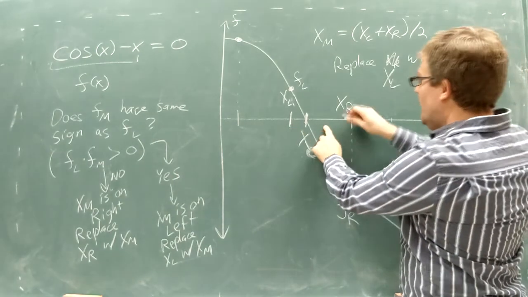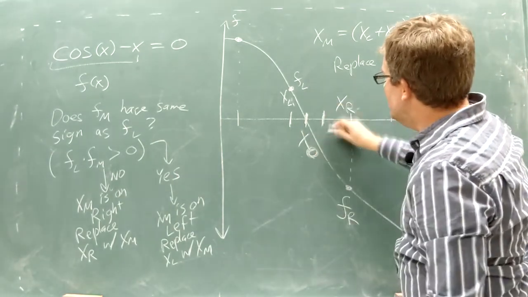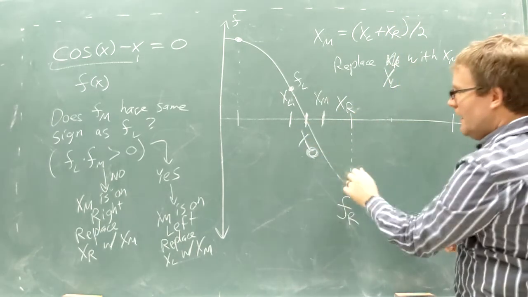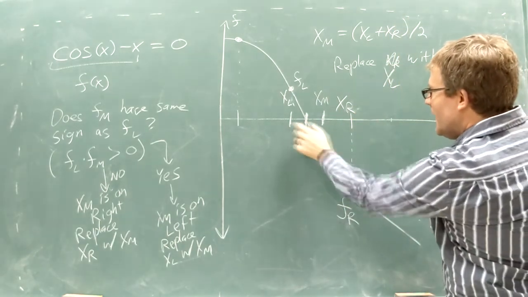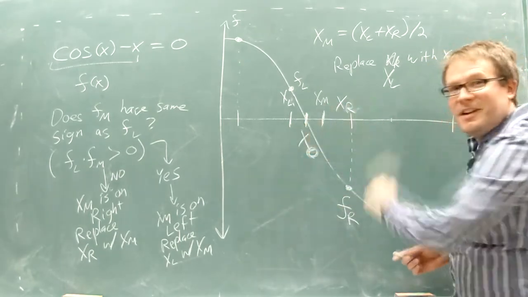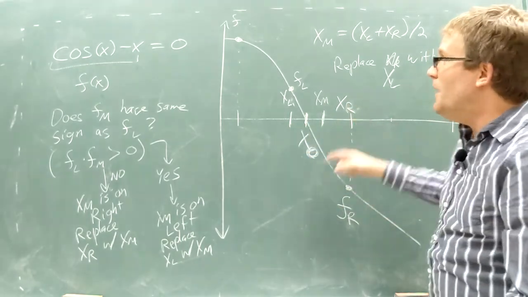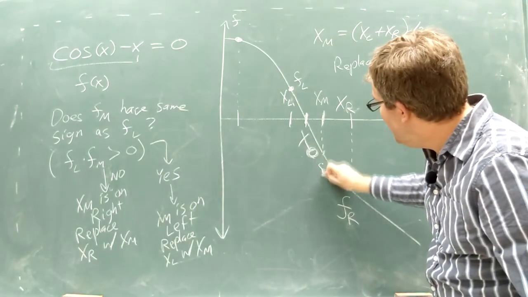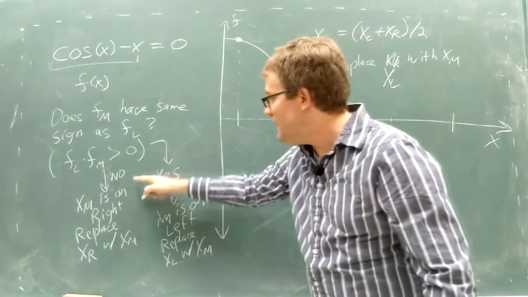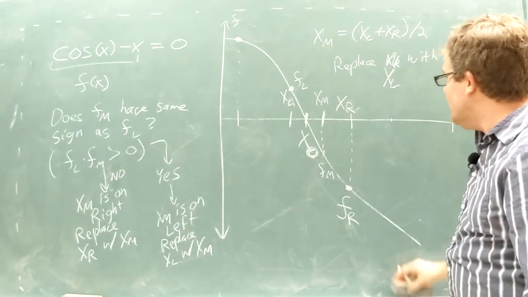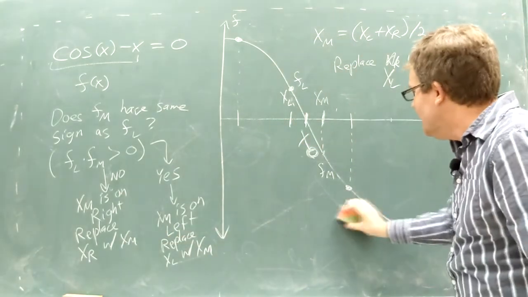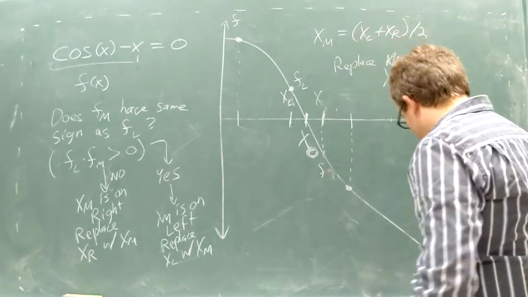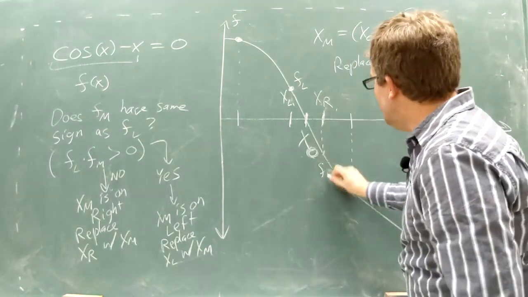I take these two, I go into the middle. This is my new xm. It's closer to this than these were. Actually, it's about the same distance here to xl, so that'll be even better because then on the next one I'll get it right in the middle. I go through the process here. Does it have the same sign as fl? F mid is now right here. No, it does not have the same sign, so it's on the right. Replace xr. Get rid of this xr. Get rid of this xm. This is my new point on the right, my new function value on the right.